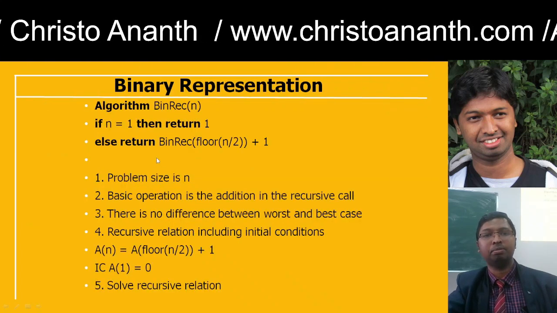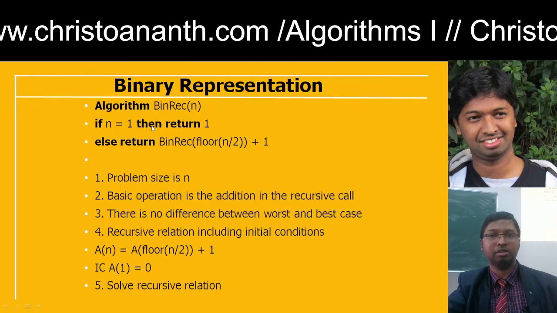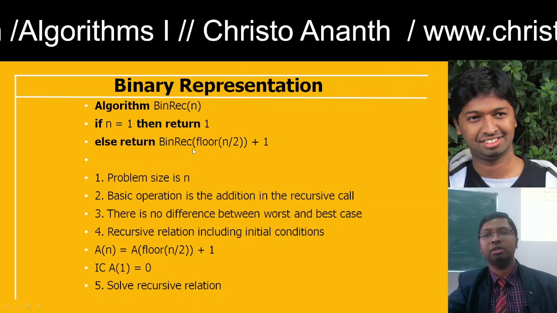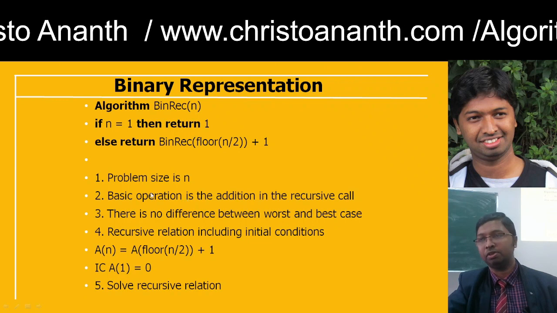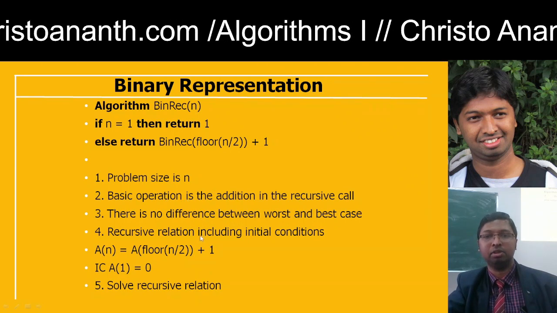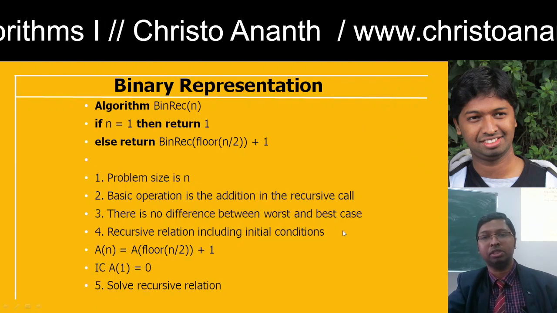So this is the binary representation. We have an algorithm like the bin recursive function of n. If n equal to 1, then return 1. Else, you return bin recursive of floor of n by 2, plus 1. You specify the problem size. Basic operation is nothing but addition in the recursive call. Here, once again, there is not much difference between the worst case and the best case.